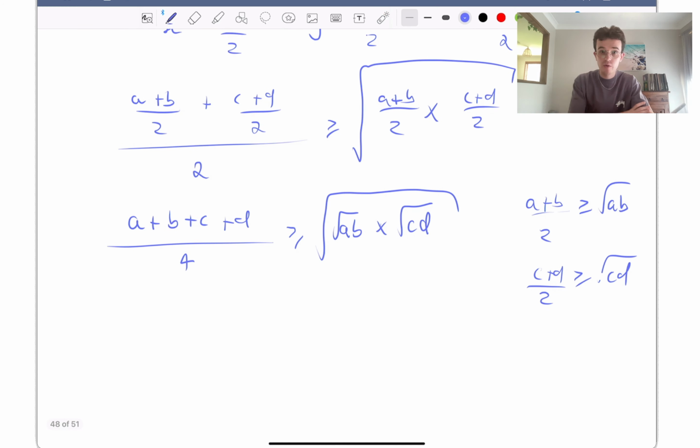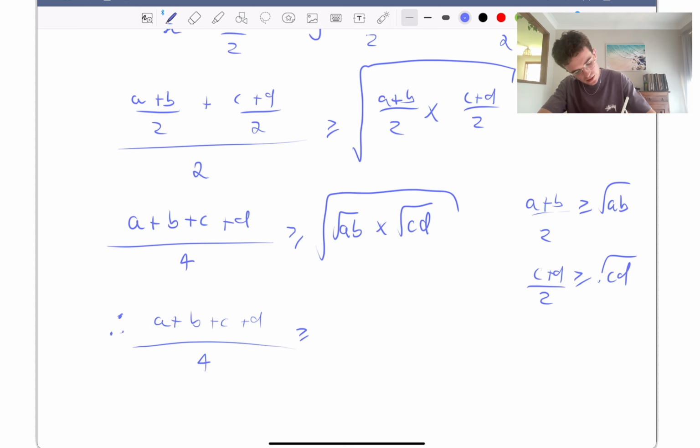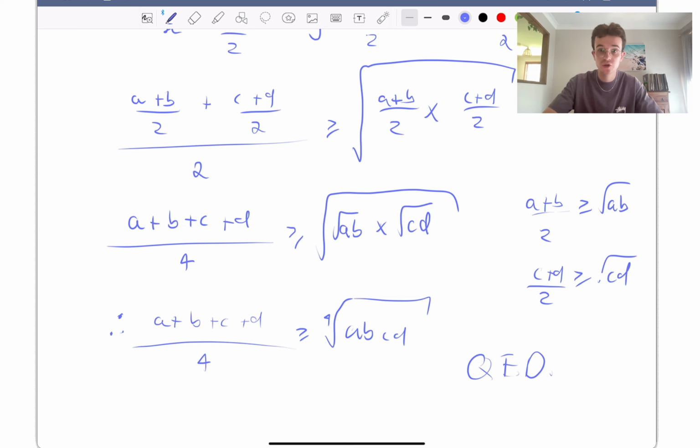Now if you take the square root of a square root, you get the 4th root, so therefore a plus b plus c plus d on 4 is greater than or equal to the 4th root of abcd. Done. Again, these are starting to get quite tricky, but it's something we're going to focus and spend quite a bit of time on.